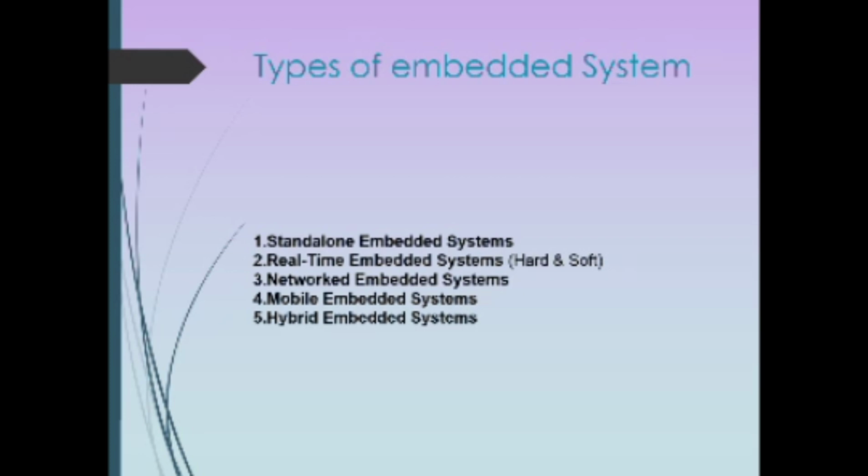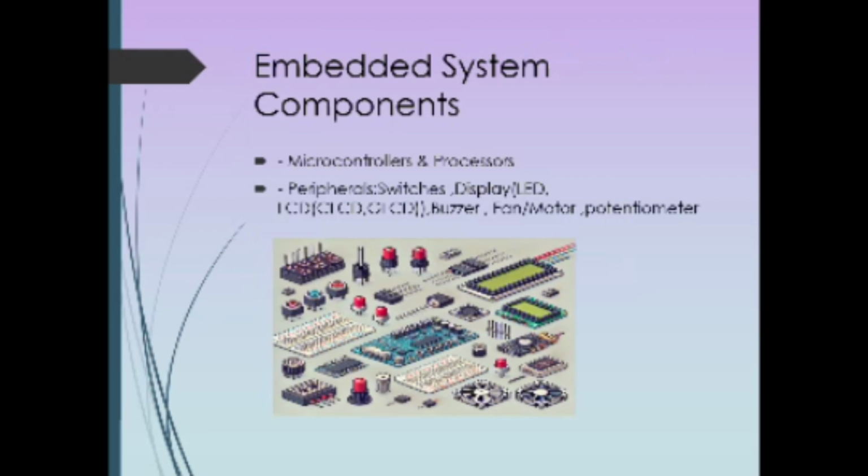Now, hybrid embedded systems. Hybrid embedded systems are systems where we use standalone system, real-time system, network system, and mobile system at a time, or we can combine any of the four to form a hybrid embedded system. Now moving to the components required in embedded systems, or we can say peripherals.